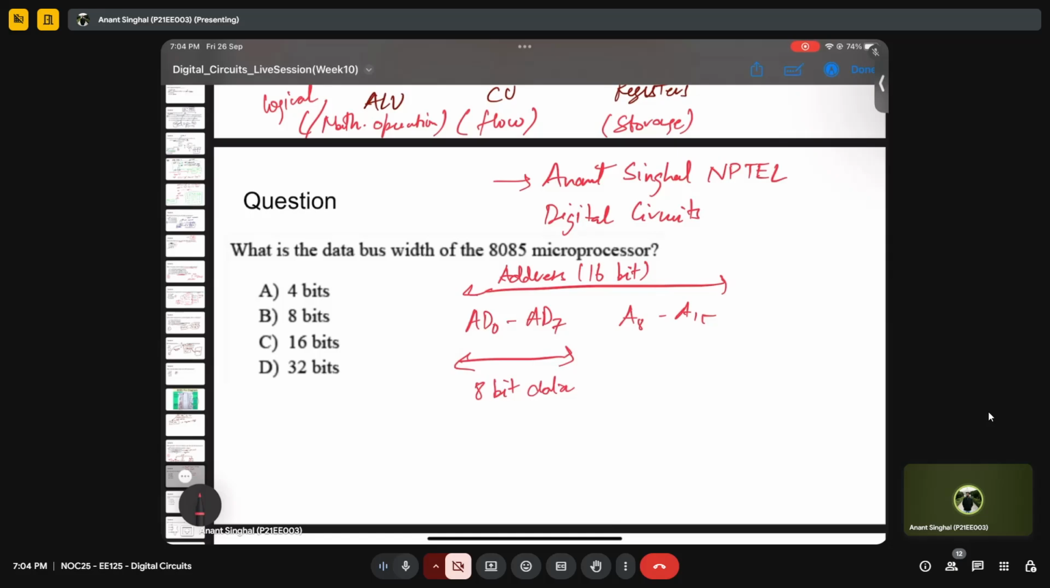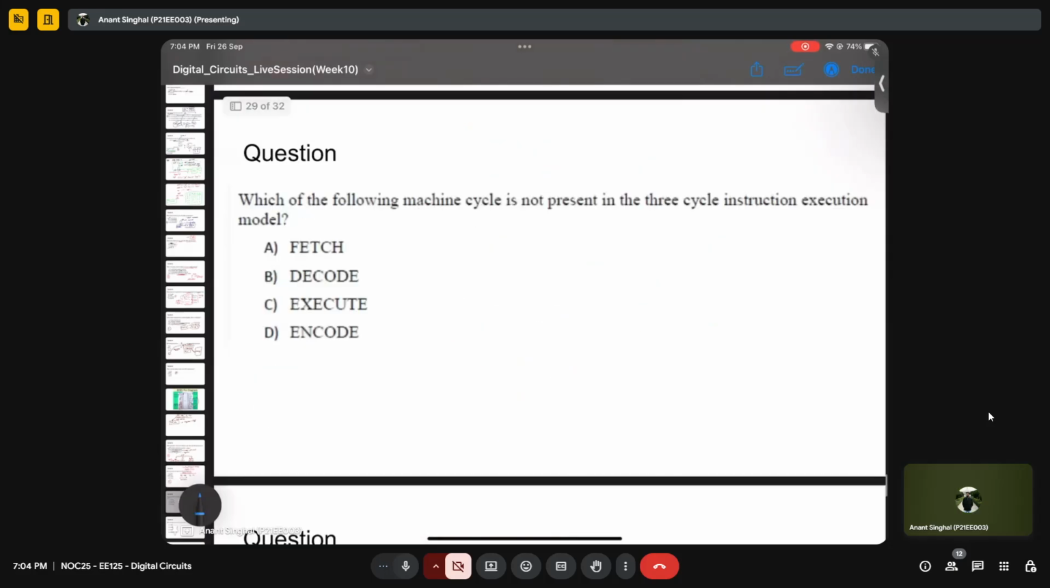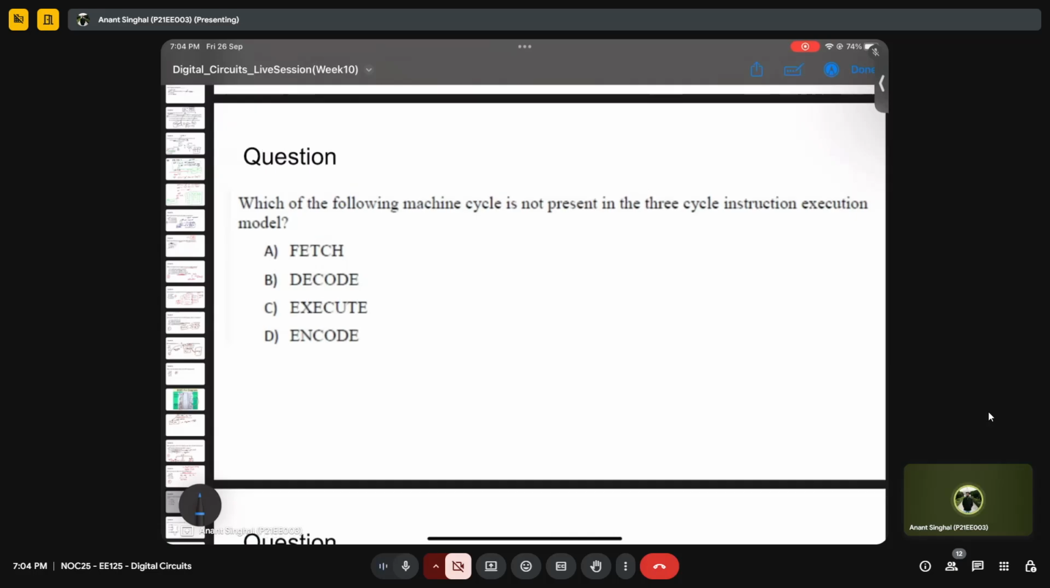Let's move ahead then. So the next problem is this. It says, which of the following machine cycles is not present in the 3-cycle instruction execution? If you have gone through the lectures of the professor, this is again a very theoretical question. So maybe take 1 or 2 minutes if you are able to answer that. Otherwise, I'll explain.